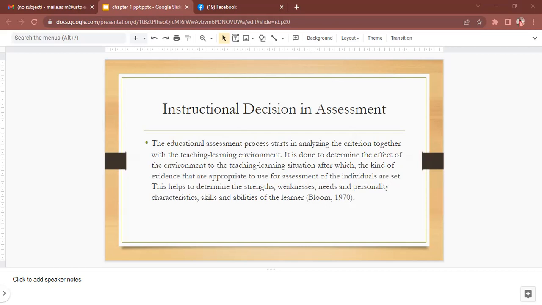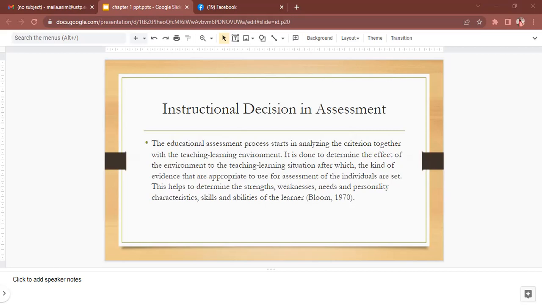By the way, kanina, we were talking about the characteristics. Okay, kanina, we were talking about the different characteristics of the 21st century assessment. That is number 1. And now we will be talking about the instructional decision in assessment. So unsay nasa instructional decision in assessment?